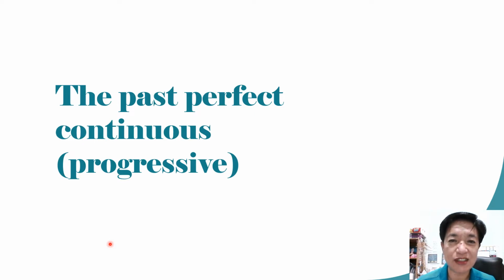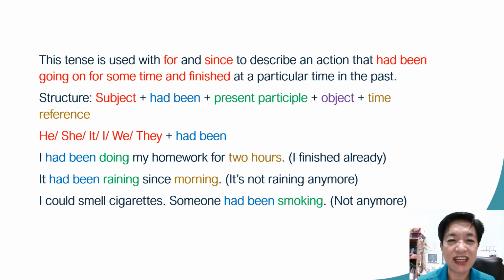This is now the last topic under the past tense and it is called the past perfect continuous in British or the past perfect progressive in American. Sounds complicated? Actually, it's easy. Have a look. So this tense is used with for and since to describe an action that had been going on for some time and finished at a particular time in the past.